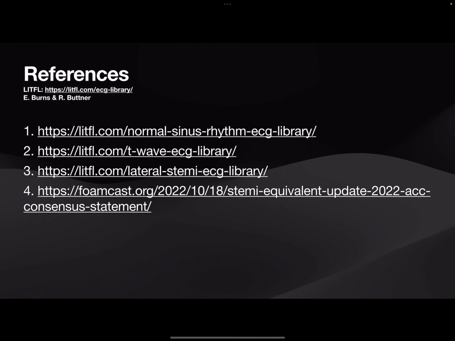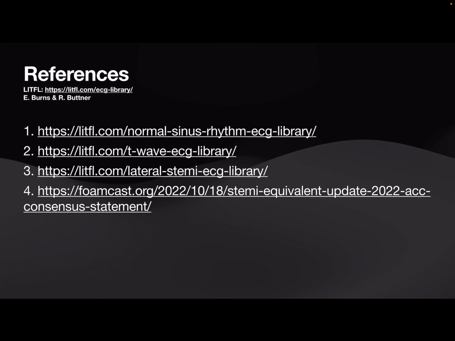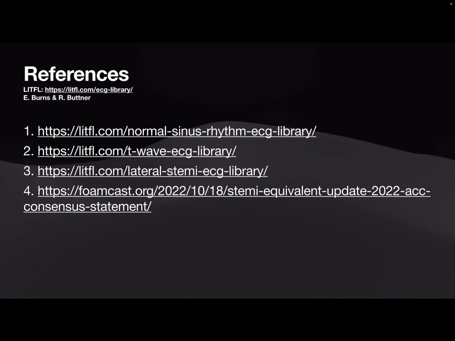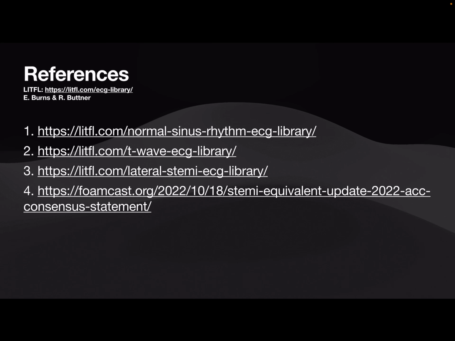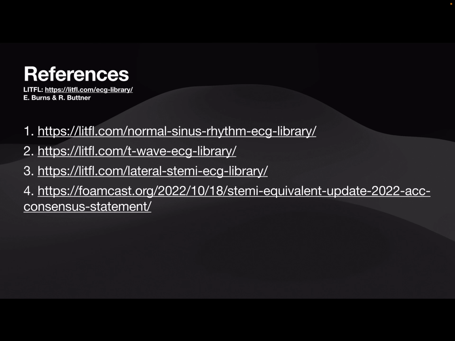All right, and that concludes this video. These are some of my references. The first 3 references all come from Life in the Fast Lane. This is an incredible, not only ECG library, but an incredible learning and teaching aid. And it is primarily run by doctors E. Burns and R. Buttner. The 4th reference is a high-yield breakdown of the 2022 ACC consensus statement that focuses on the primary findings that are now considered STEMI equivalents, and so I wanted to include that as well.